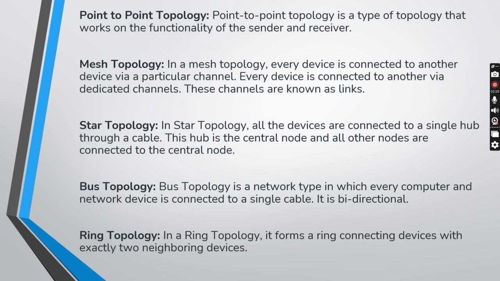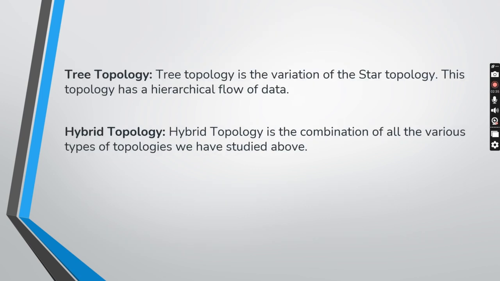The next one is ring topology. It forms a ring connecting devices with exactly two neighboring devices. Next one is tree topology. It is a variation of star topology. This topology has a hierarchical flow of data. The last one is hybrid topology. The hybrid topology is the combination of all the various types of topology we have studied above.